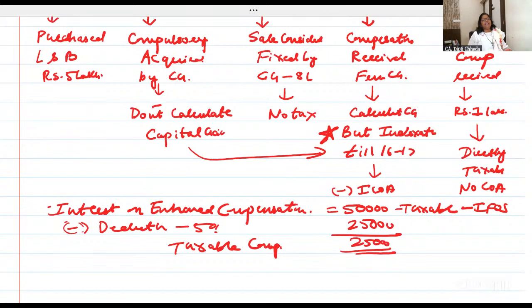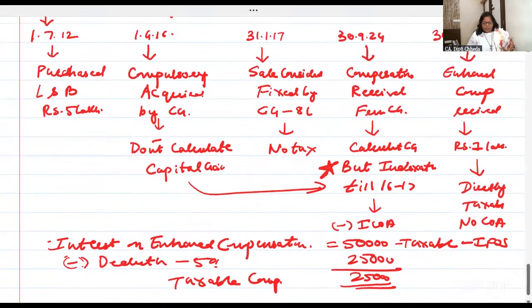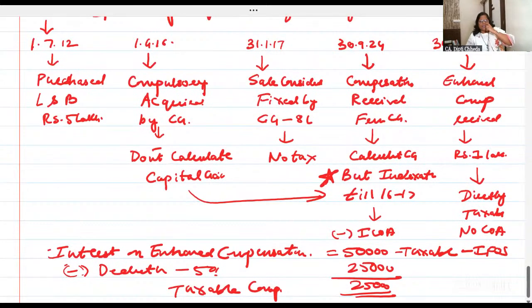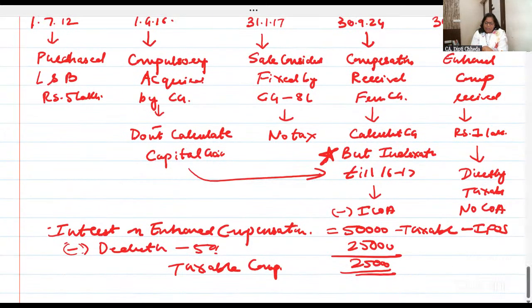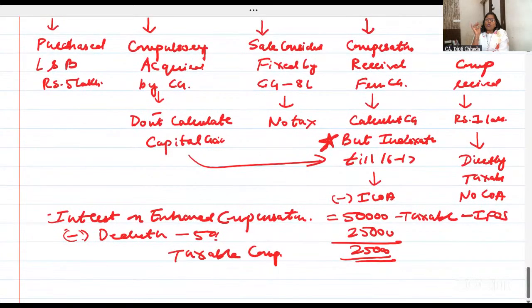Now tell me, is it clear? I sold the property in 16-17. So I should have received compensation. No, I received it so late. I'm saying, government, please pay me interest. They said, okay, we will pay you interest. That interest, don't add it in the sale consideration. Tax it separately in income from other sources. Interest on enhanced compensation, and 50% standard deduction will be allowed. Okay? 50% standard deduction मिलेगा.